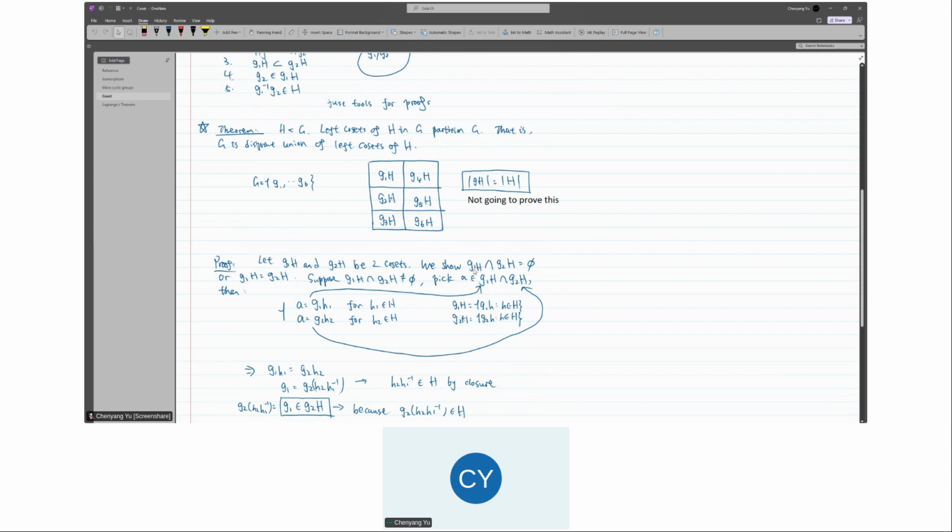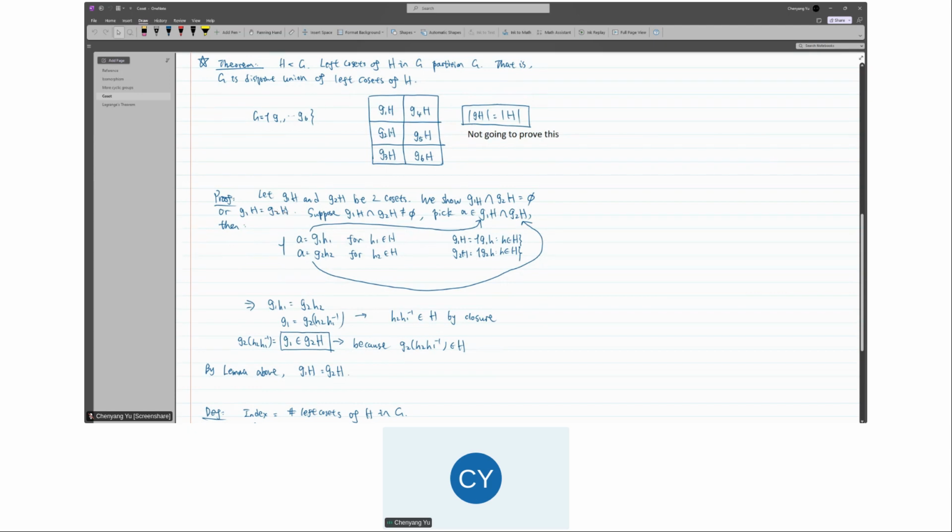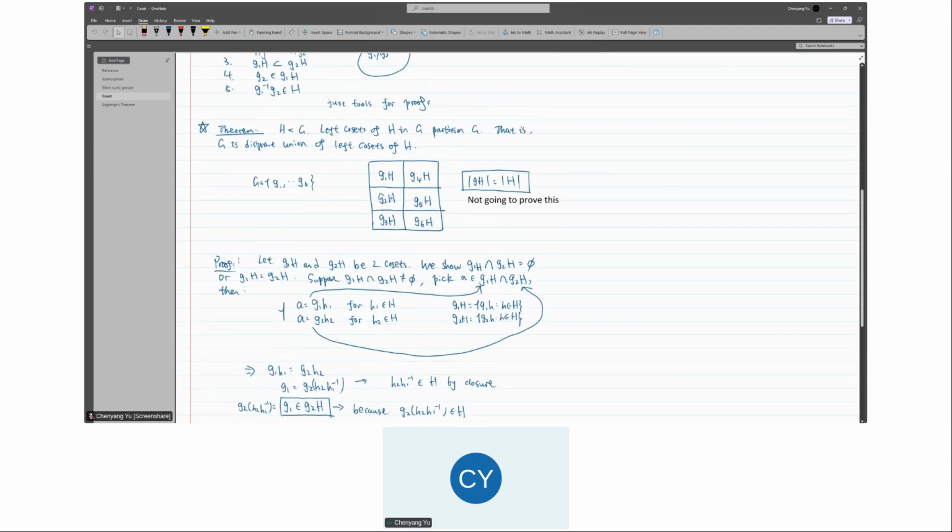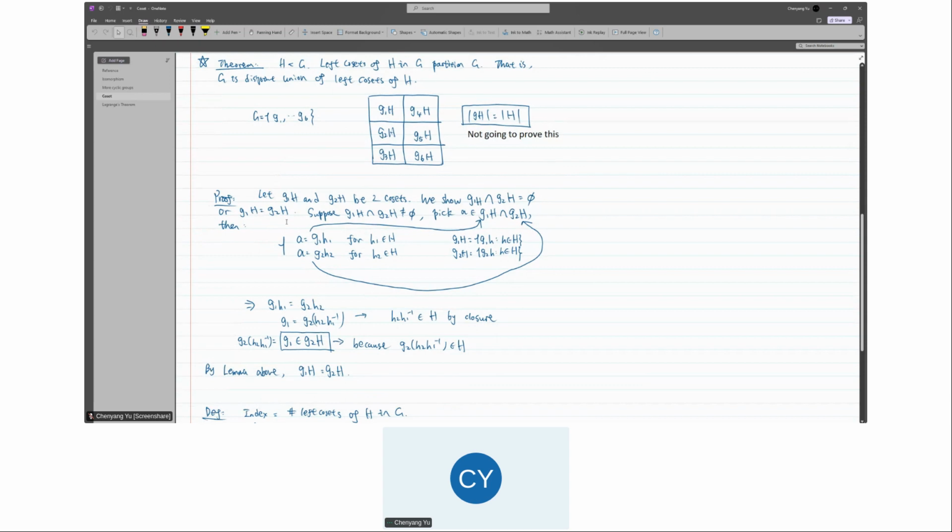either we have the case that G1H, this coset, intersect with G2H, the intersection is the empty set. So that means they are disjoint, okay? Or we can have G1H equals G2H. So they are equal. I think you don't have to prove this one. This case is trivial, so we only focus on the first one.